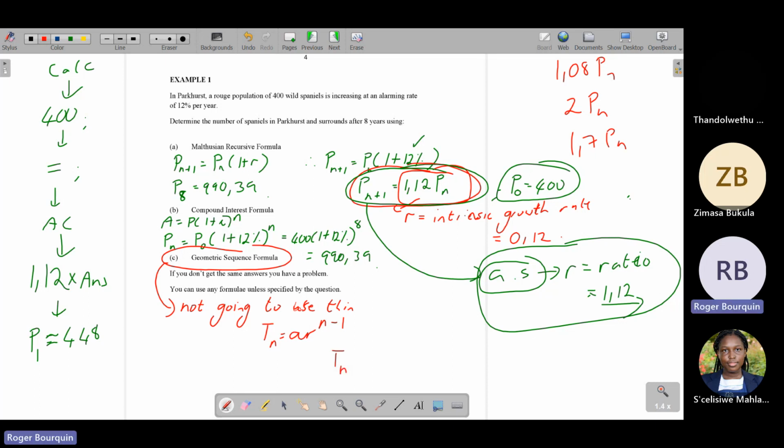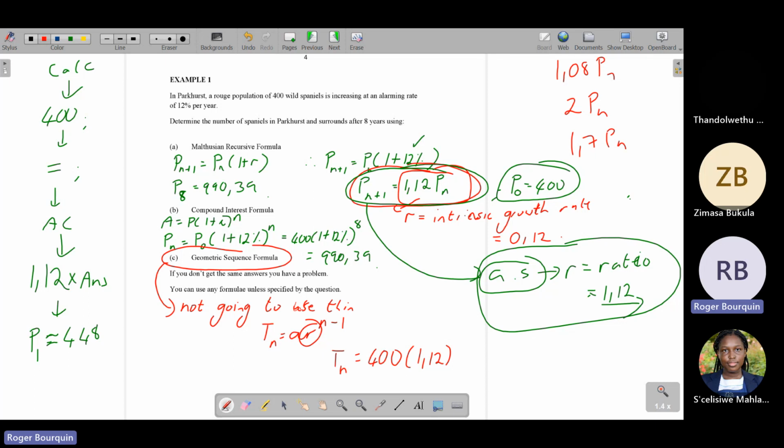But this is why we don't. I'll show you now why we don't use it. So it's going to be 400. R is not going to be 12%. What's R going to be? Your ratio is 1.12. So this R and the R in the population formulas is not the same thing. But now the problem with geometric is our starting point.